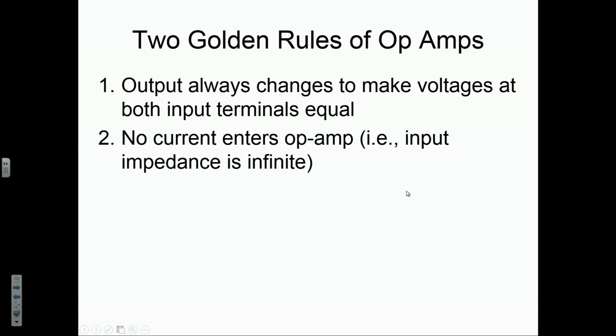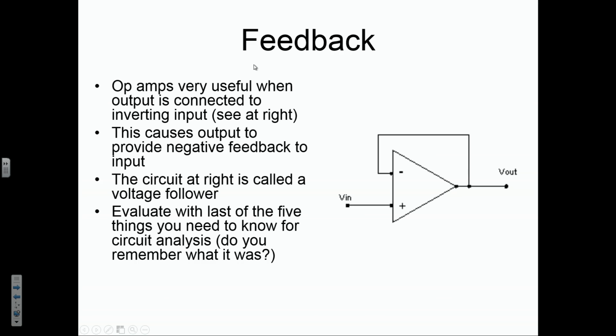Golden rule number 2. No current enters the op-amp. It has infinite impedance at the input. Okay, so let's go back and look at this again. Either at this input terminal, the inverting input terminal, or the non-inverting input terminal, there will be no current coming into the op-amp there. Okay, so let's think about a question here. If we've got voltage here and we've probably got some current going out here, but there's no current coming in here, where's that current coming from?